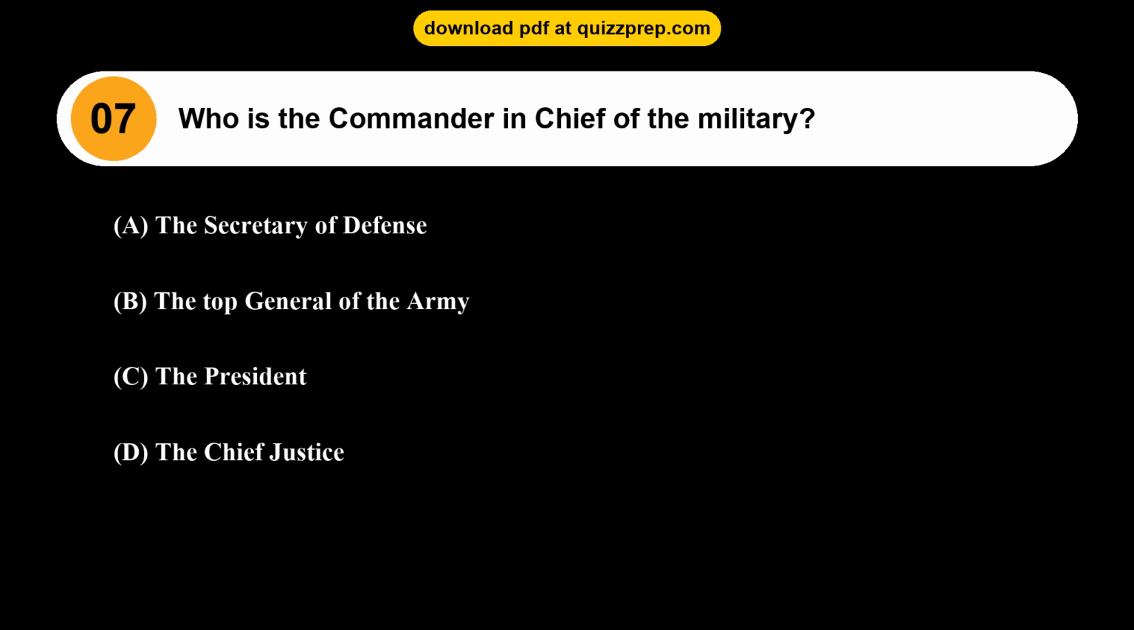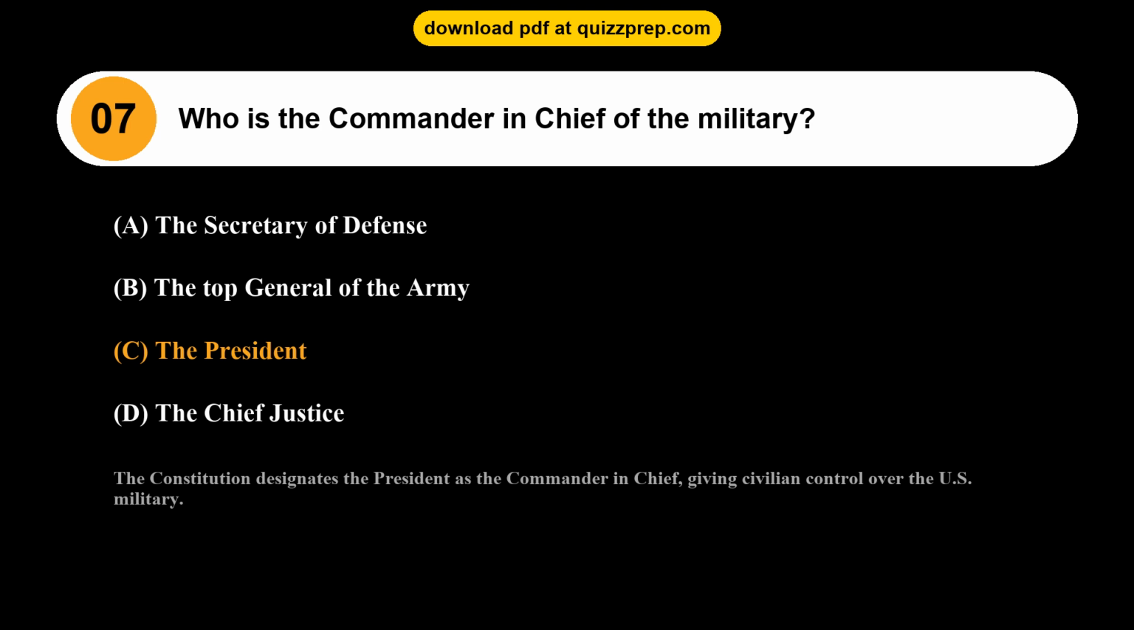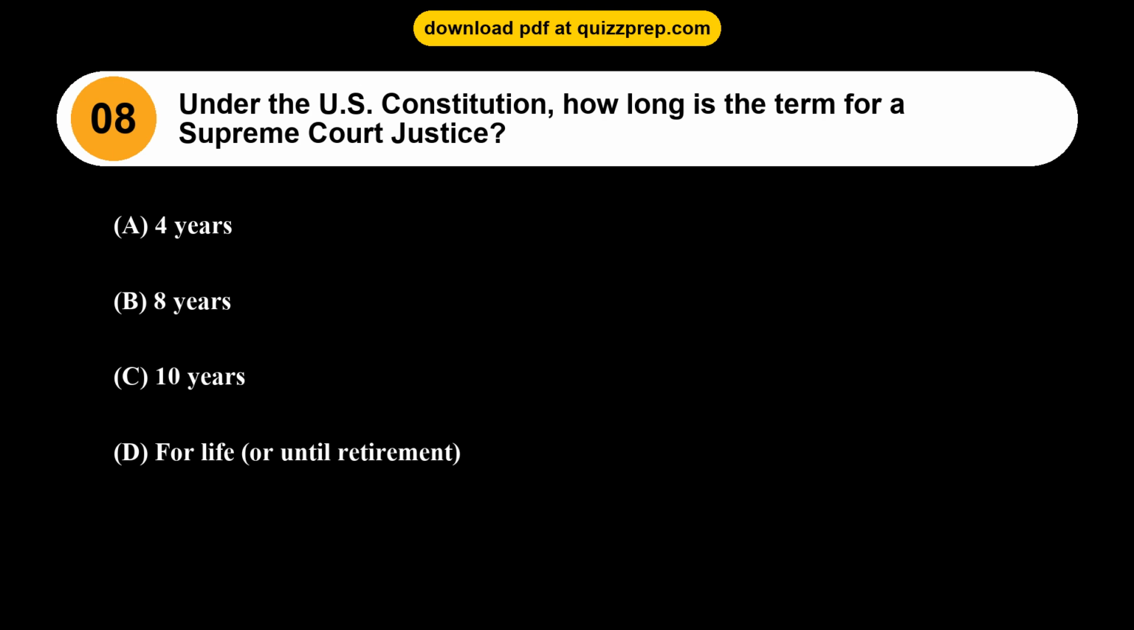Question 7. Who is the Commander-in-Chief of the military? Option A, the Secretary of Defense. Option B, the Top General of the Army. Option C, the President. Option D, the Chief Justice. The correct answer is option C, the President. The Constitution designates the President as the Commander-in-Chief, giving civilian control over the U.S. military.